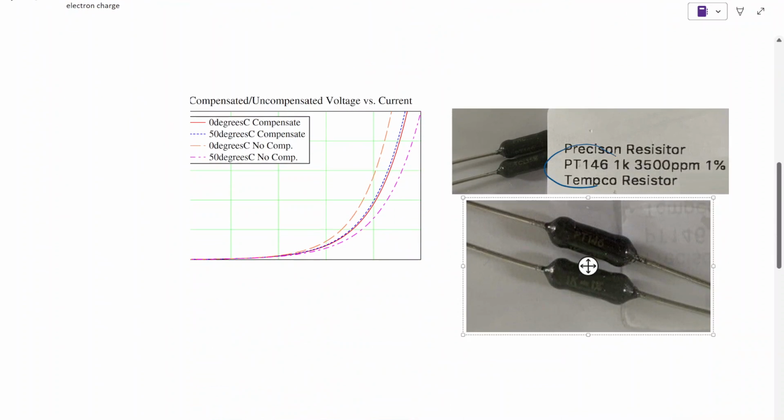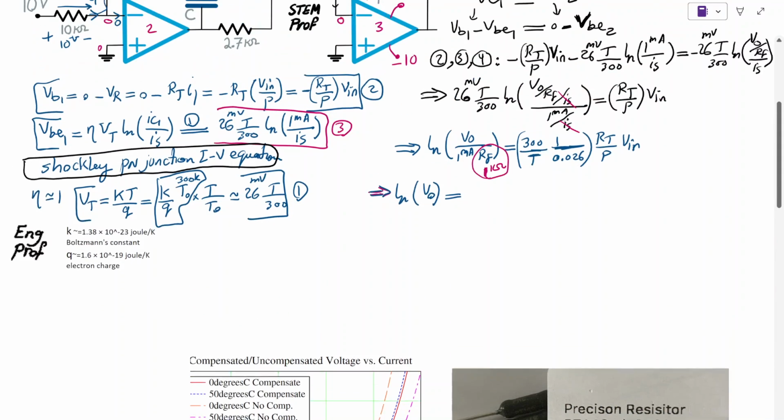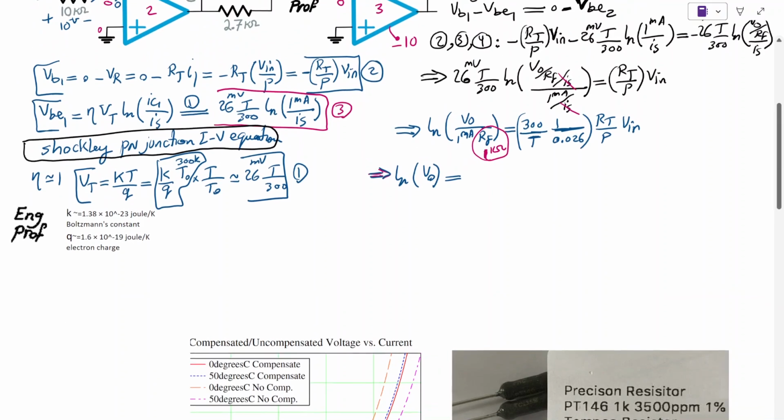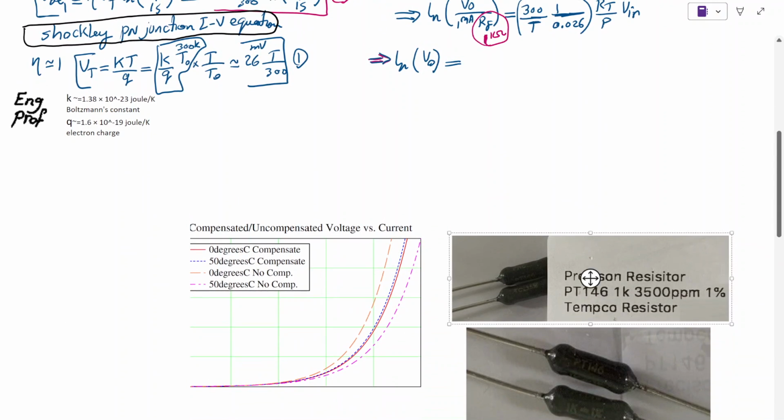Look at the PT146, this precision resistor or Tempco resistor. It has a positive temperature coefficient of 3500 ppm. So what is the meaning of that? The meaning of that is this. It means RT, the value of the resistor as a function of temperature, is changing like this: 1 kilo ohm if you're at room temperature.